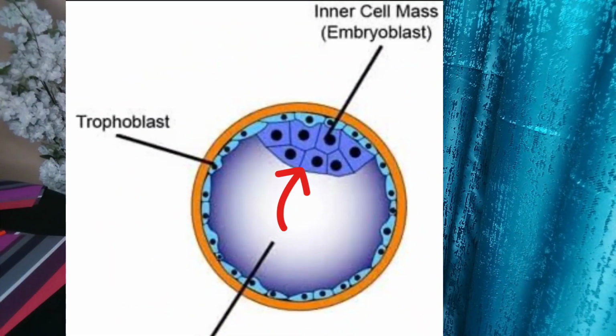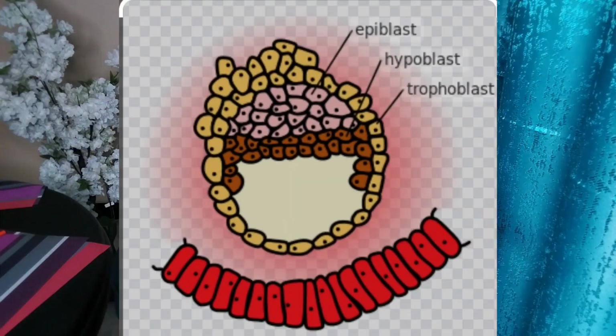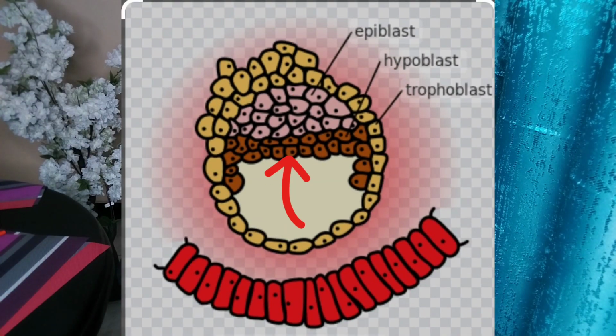By day 12, the blastocyst has to transition to another stage, and that is the stage of bilaminar disc formation. During this stage, the inner cell mass of the blastocyst, that is the embryoblast, has to divide into 2 cell layers, that is the epiblast and the hypoblast.